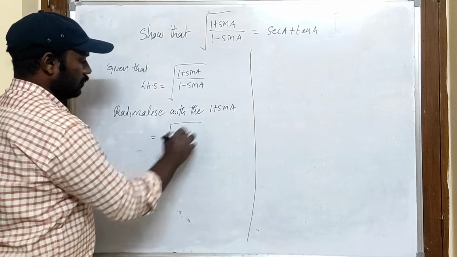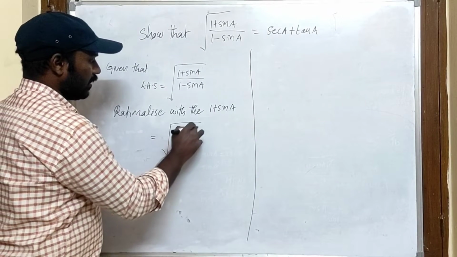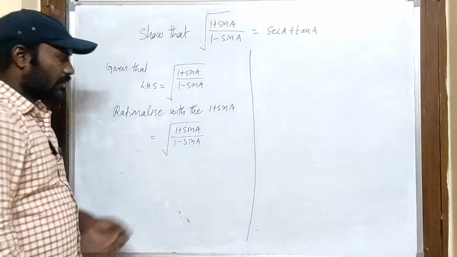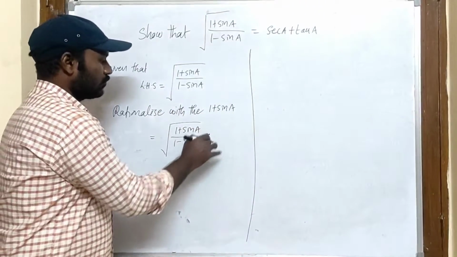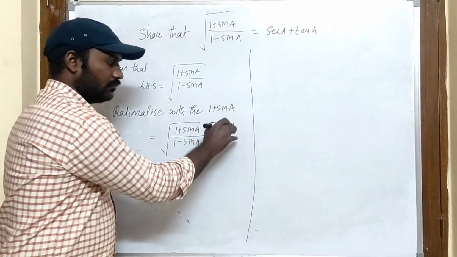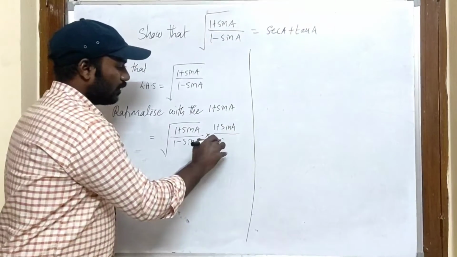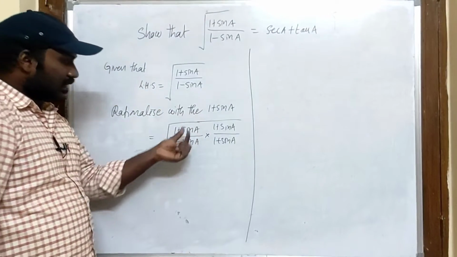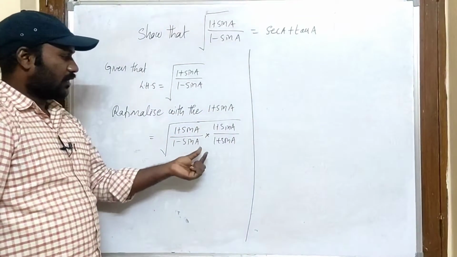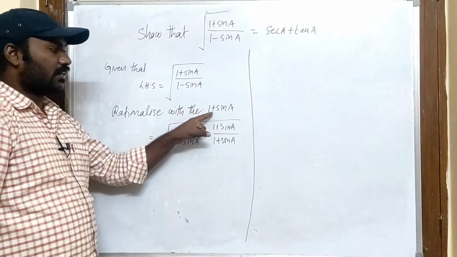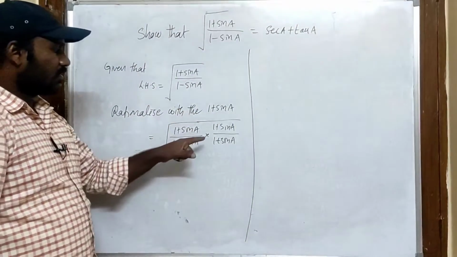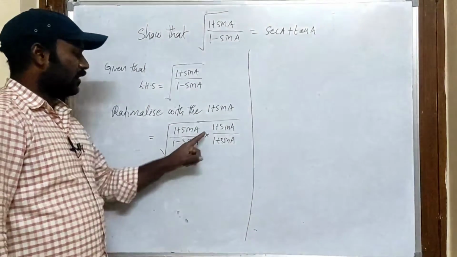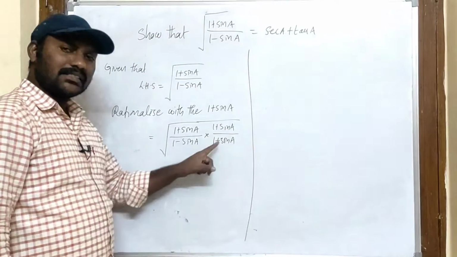Now, 1 plus sin A by 1 minus sin A. If we rationalize with 1 plus sin A, we multiply by 1 plus sin A by 1 plus sin A. The rationalizing factor of 1 minus sin A is 1 plus sin A. So we can write it as (1 plus sin A) by (1 minus sin A) into (1 plus sin A) by (1 plus sin A).